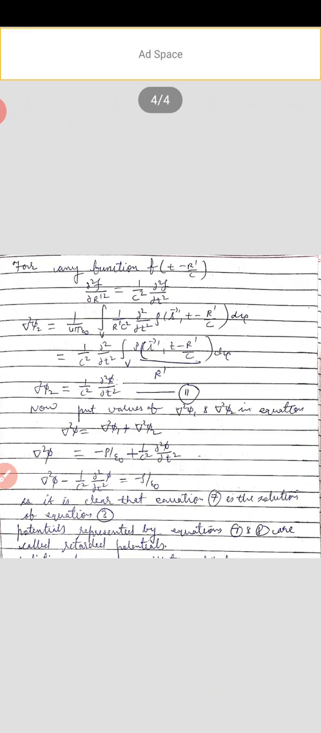And it is clear from this equation that equation 7 is the solution of equation 3, and the potentials represented by equations 7 and 8 are called retarded potentials.